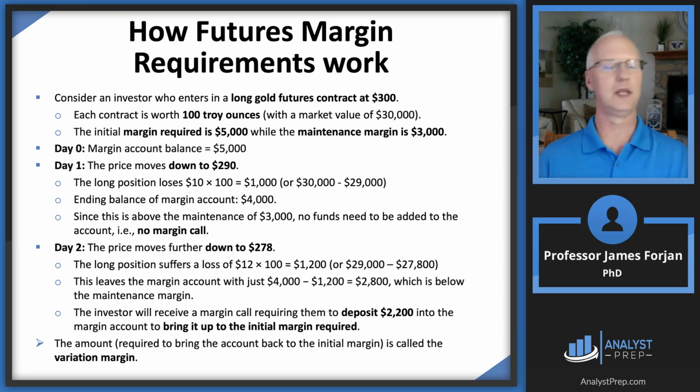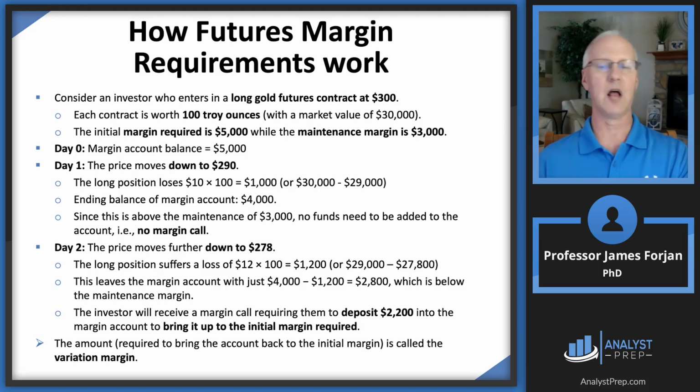But let's suppose that at the end of day one, the price falls to $290. This is not good news for us. So what did we lose? We lost the 300 minus the 290, which is $10 times the 100 troy ounces. That gives us 1,000. Or you can just do it in the aggregate way. We had a contract that was initially valued at 30,000. Now it's only valued at 29,000. So we lost 1,000. That means that we have 5,000 in our initial margin. And now our ending balance in our margin account is now $4,000.